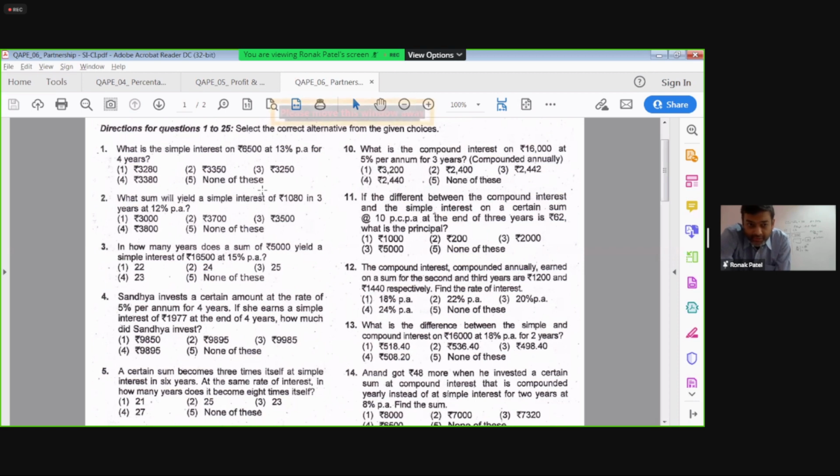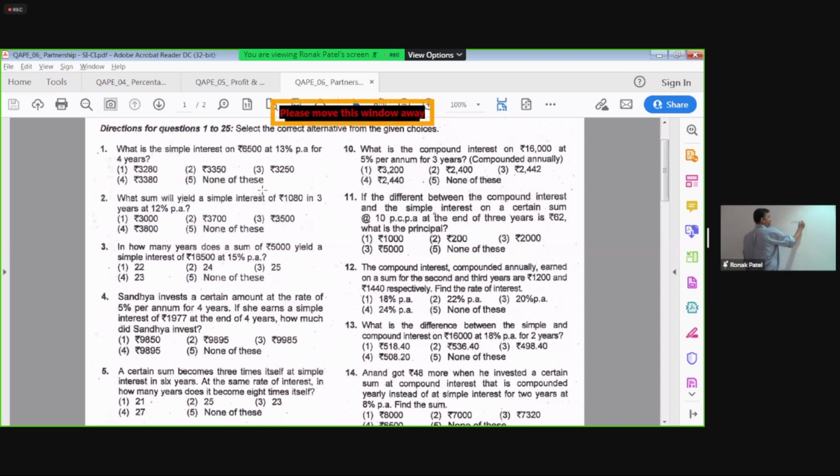Can you find out the first question? Just a simple question. Make sure that you use less time. What is the simple interest on 6,500 at 13% per annum for 4 years? So it's simple interest, it remains constant every year. Agree? So give me the answer to this question.